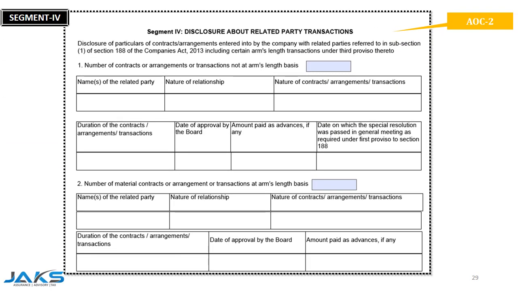This segment is applicable if the company has any kind of related party transactions. The related party includes the related party as per AS 18 and section 188 of the Companies Act 2013. In case the company has any kind of contracts, arrangements or transactions not at arm's length basis or at arm's length basis, provide the number of such transactions separately to a maximum of 20. For more details, please attach the complete details with this form.